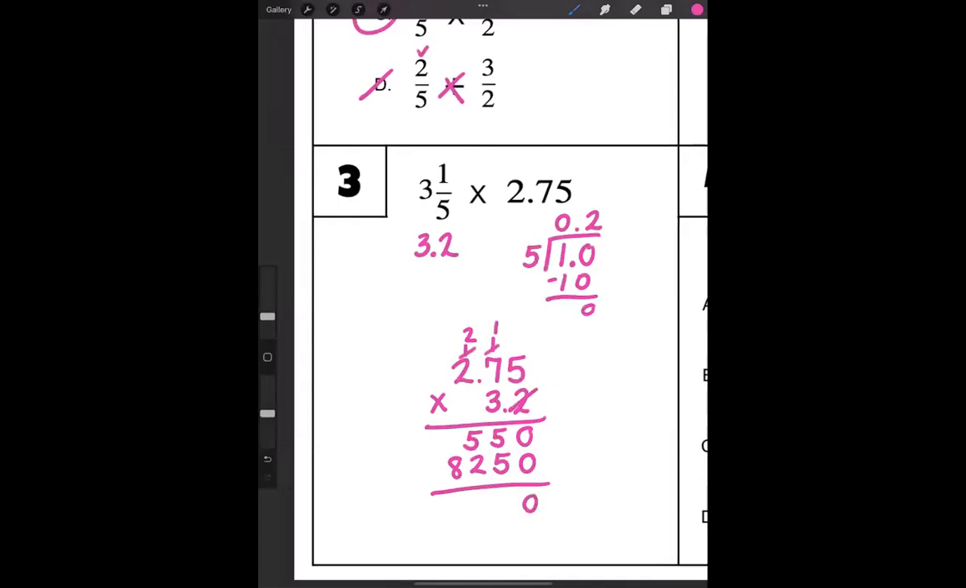Now let's add those 2 lines together. And I get this. I have 1, 2, 3 decimal places in the problem, so I need 1, 2, 3 in the answer. Now we can leave those zeros on the end, but we really don't need them. So technically our answer here would be 8.8. Oh, and I did not say, but this is on page 12.